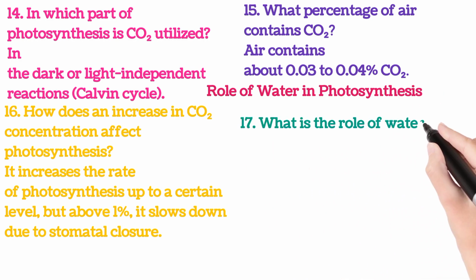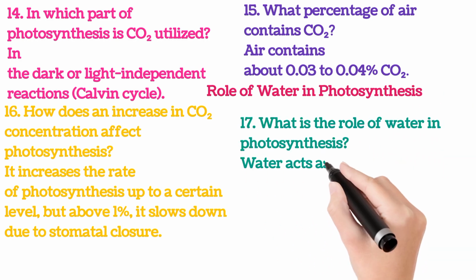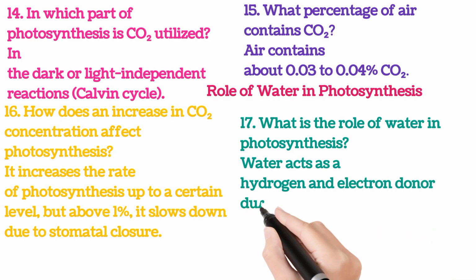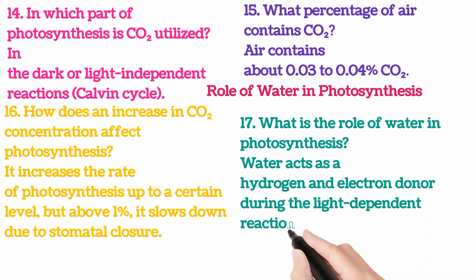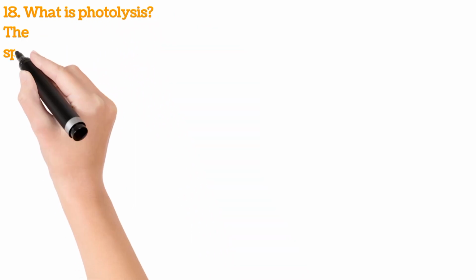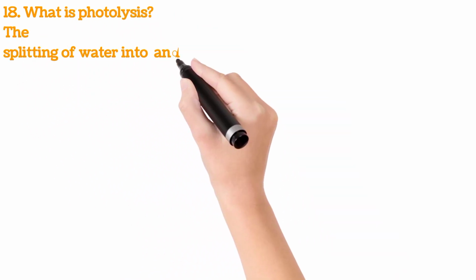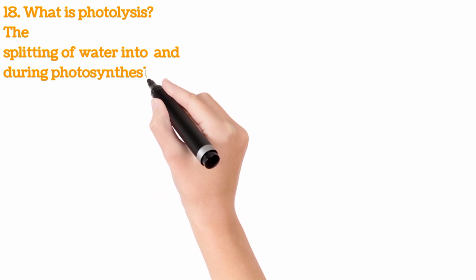Role of water in photosynthesis. 17. What is the role of water in photosynthesis? Water acts as a hydrogen and electron donor during the light-dependent reactions. 18. What is photolysis? The splitting of water into hydrogen and oxygen during photosynthesis.